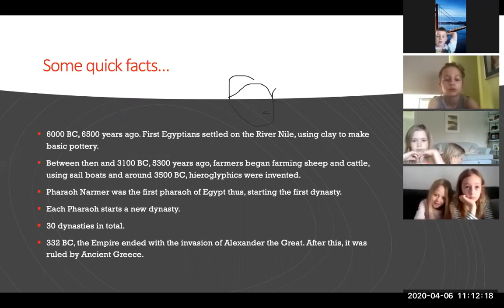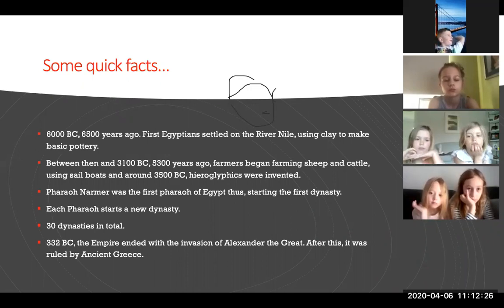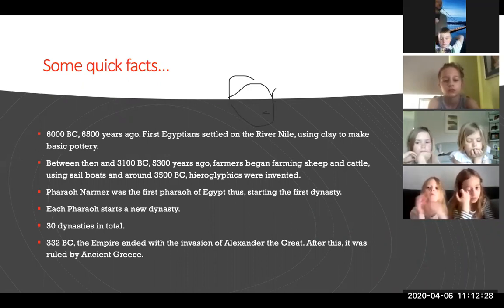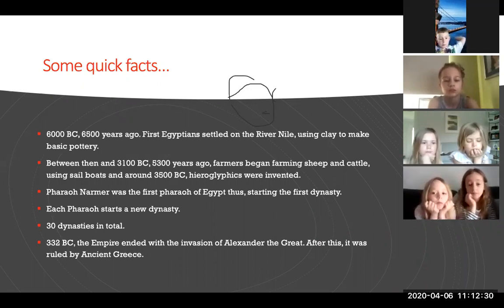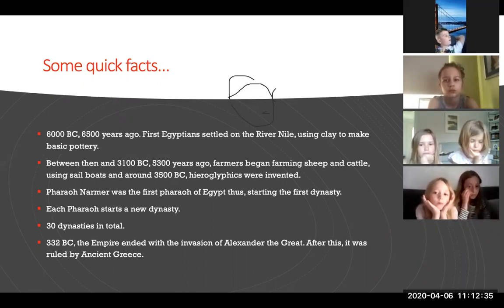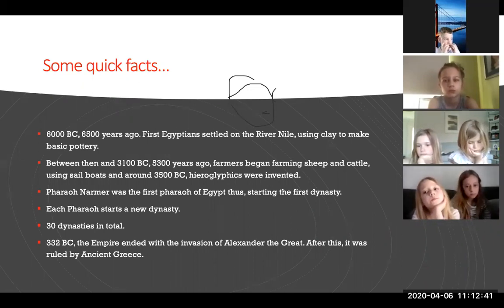So the first Egyptians settled on the River Nile and they used clay to make basic pottery. Between then and 3100 BC, about 5,300 years ago, farmers began farming sheep and cattle using sailboats, and around 3500 BC, hieroglyphics were invented. Hieroglyphics was the Egyptian writing, but we'll cover that a little bit more in a bit.